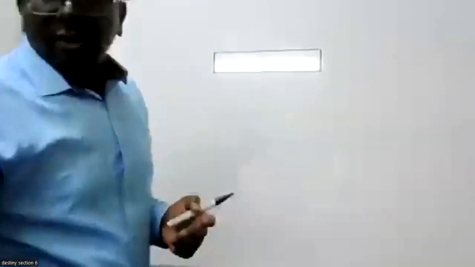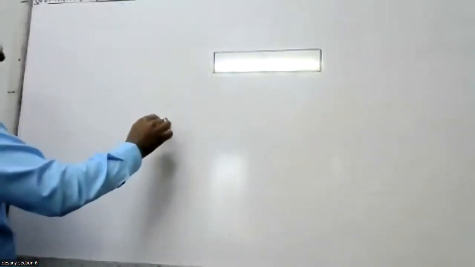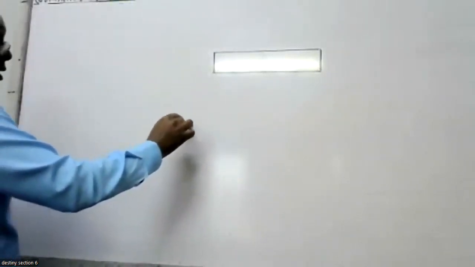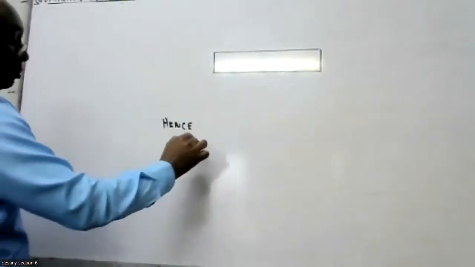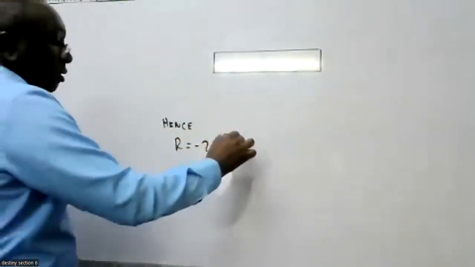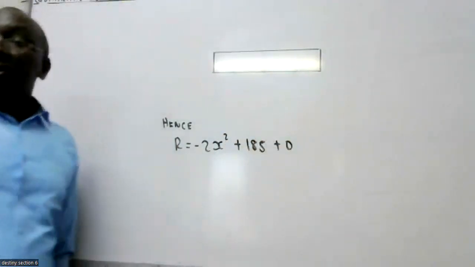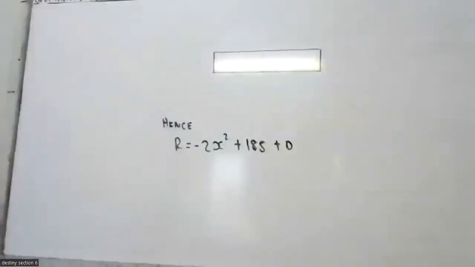So if C is 0, you tell us, hence R is equals to minus 2x squared plus 185x plus 0. So that is the quadratic function.